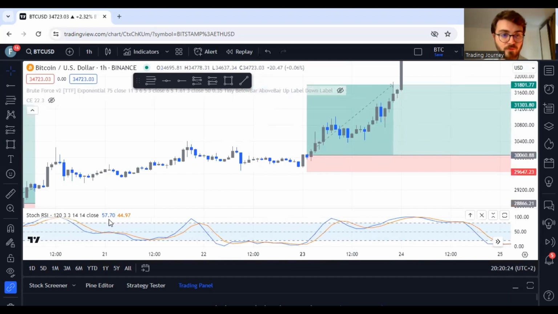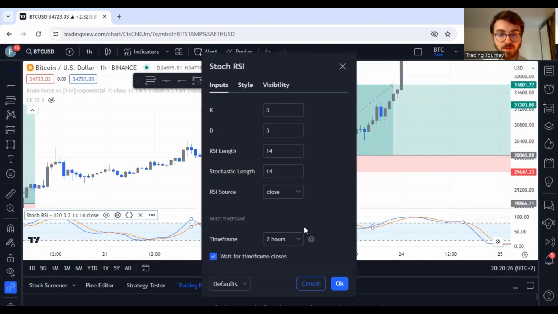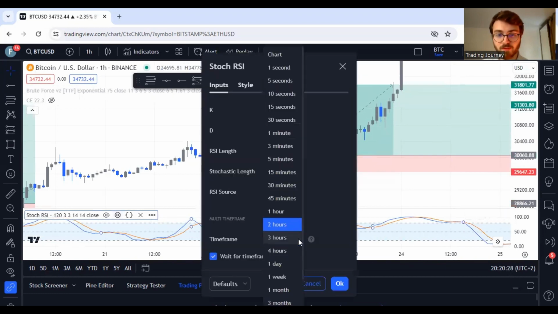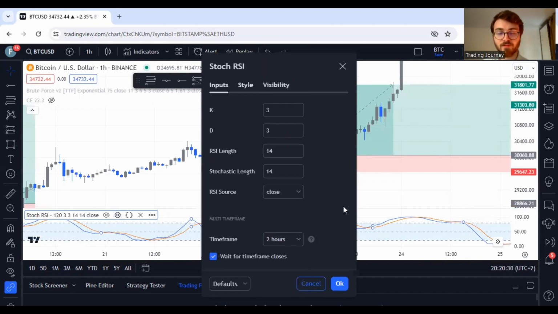The most important thing to remember is that the RSI is very nice when you're using other time frames. So that's kind of to get smoother signals.